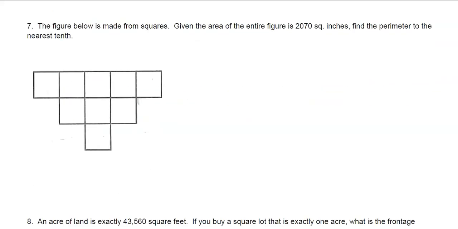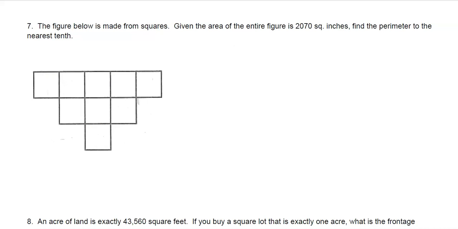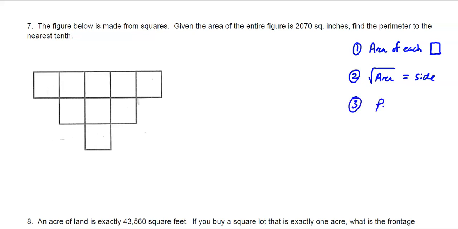All right, moving on down. Figure below is made from squares. Given the area of the entire figure is 2070, find the perimeter to the nearest tenth. So these are kind of my goals. I think I'm going to have to do it in this order. Number 1, find the area of each little square. Step 2, take the square root of the area to find the side length. And then step 3, use that to find the perimeter of this shape.